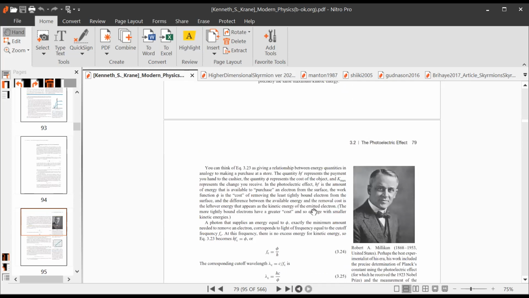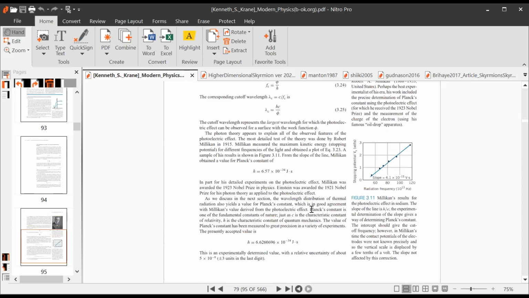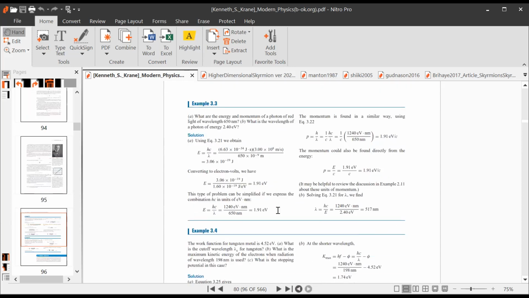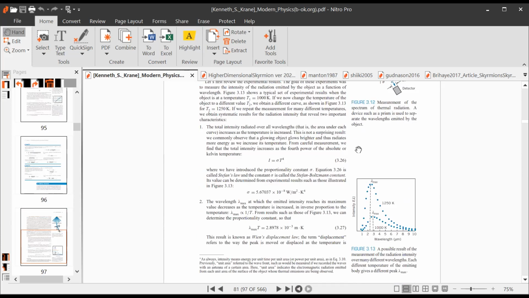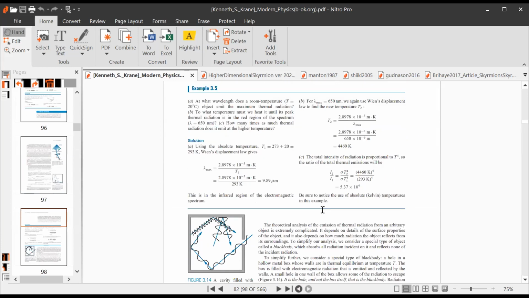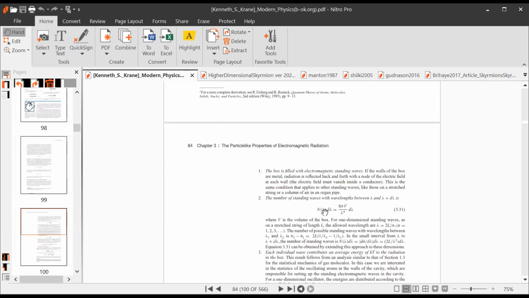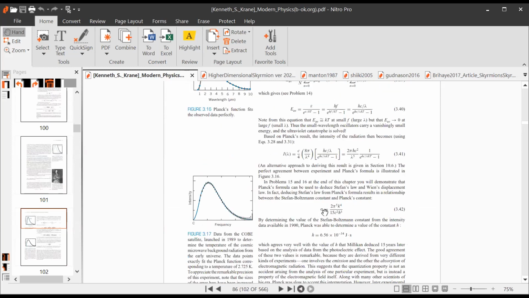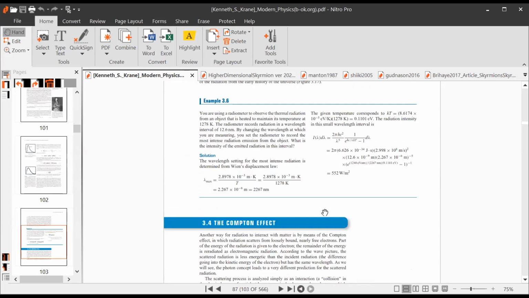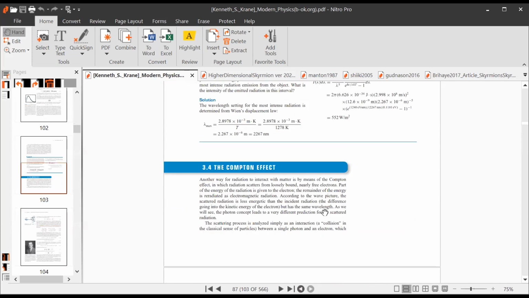We have discussed the Millikan experiment to prove Einstein's theory of the photoelectric effect, and this is for black body radiation. We discussed it also yesterday. Some of it I will skip, because this book basically is a book for second year physics students.